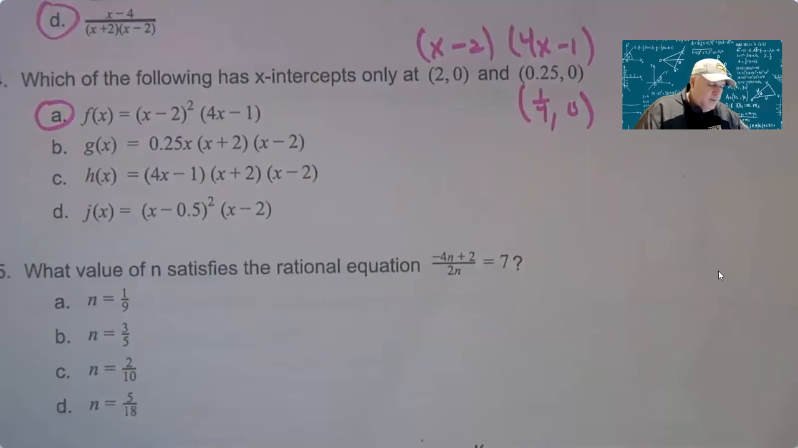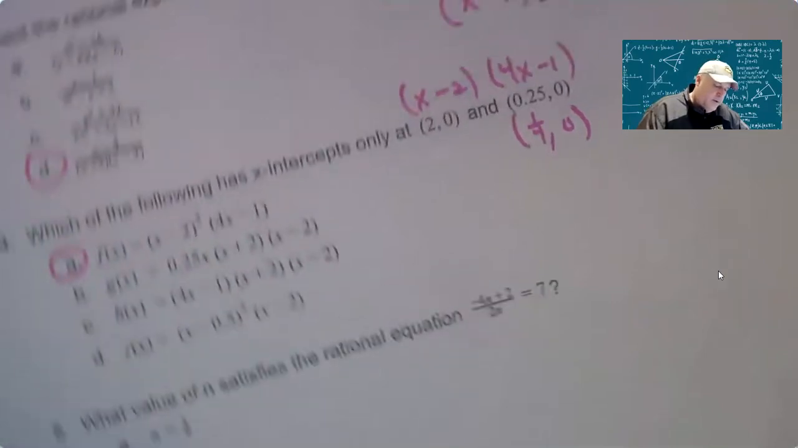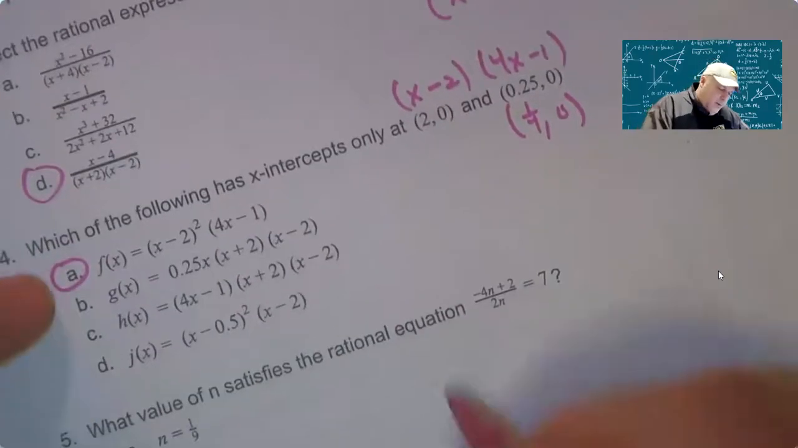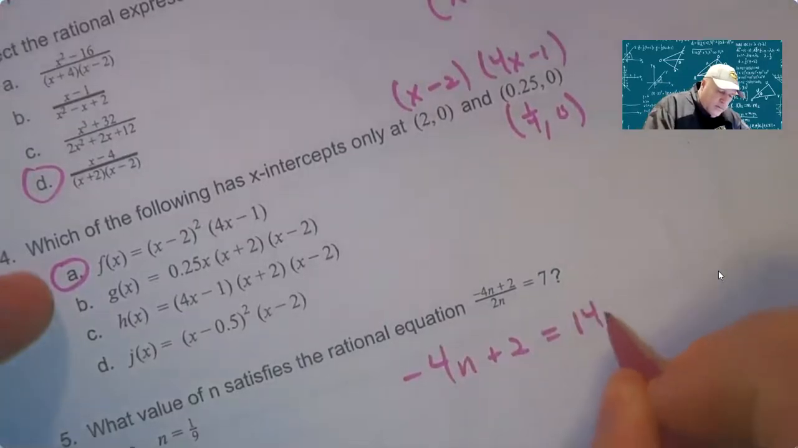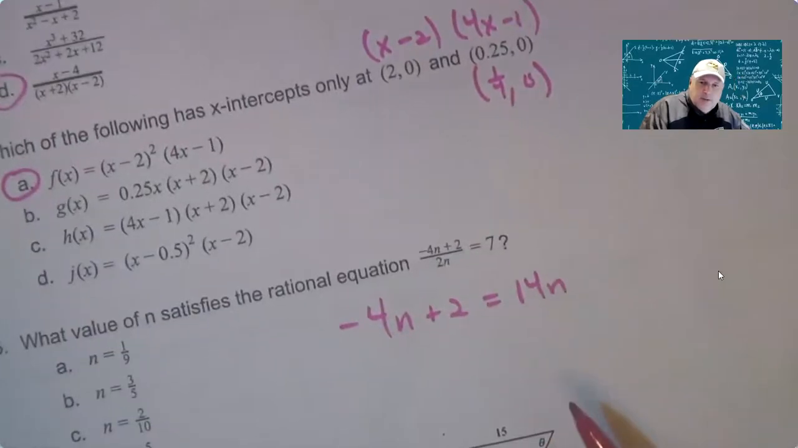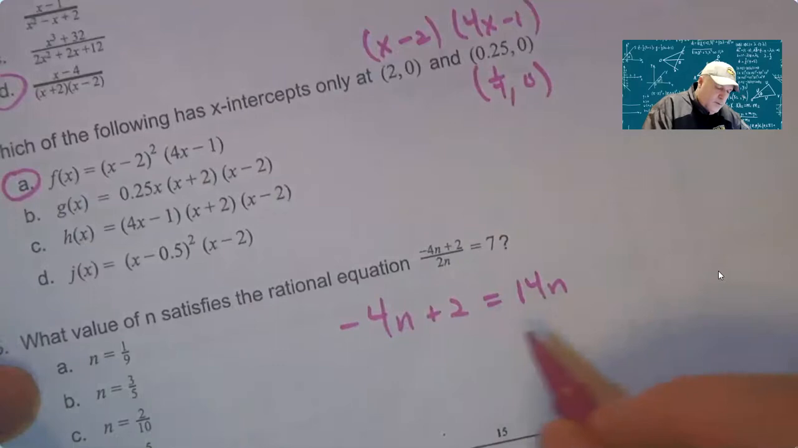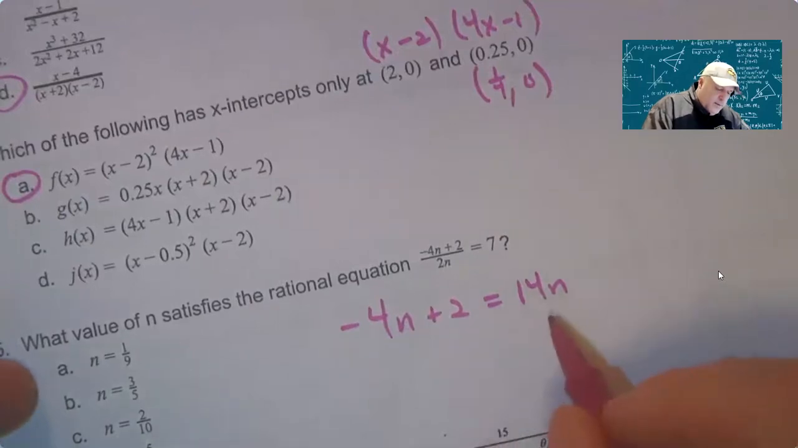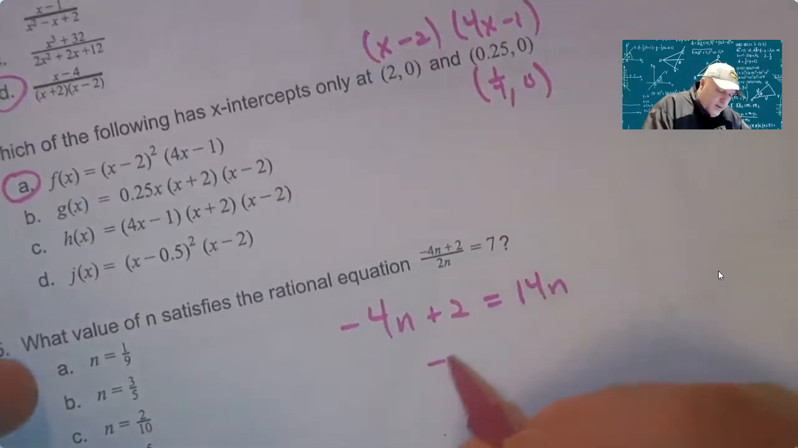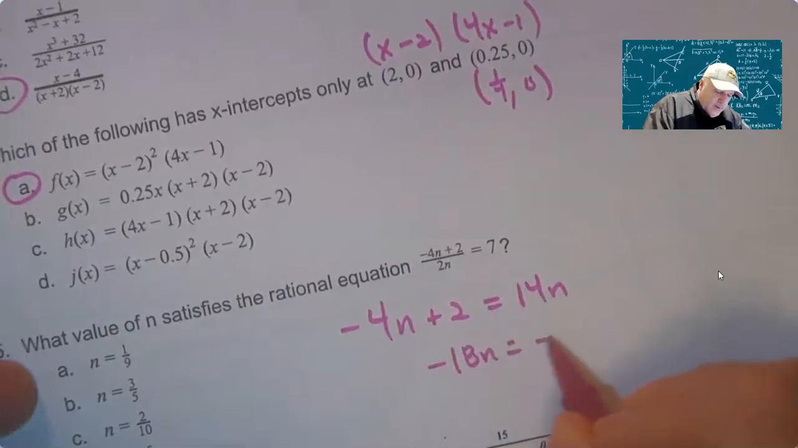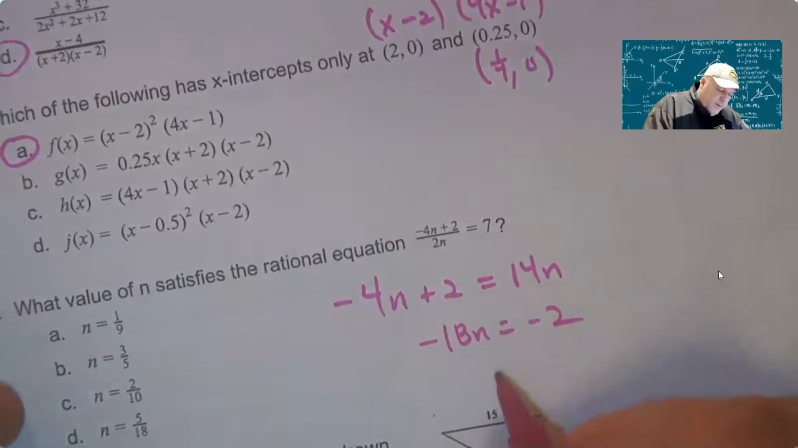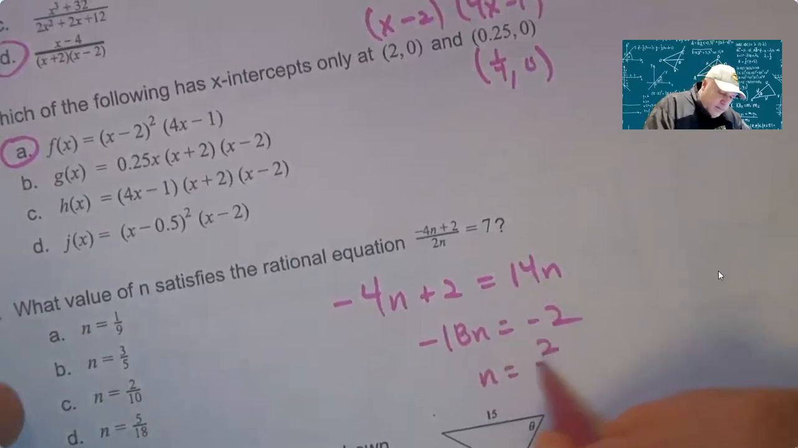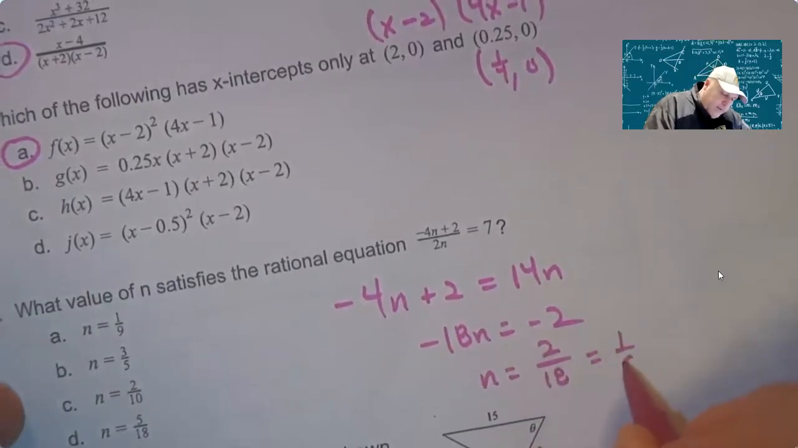Problem 5, what value of n satisfies the rational equation? So you're going to multiply both sides by 2n on both sides, and then do your algebra. So I'm going to get the 14n, so -18n equals -2. Subtract 14n, subtract 2, then divide both sides by -18. 1/9.